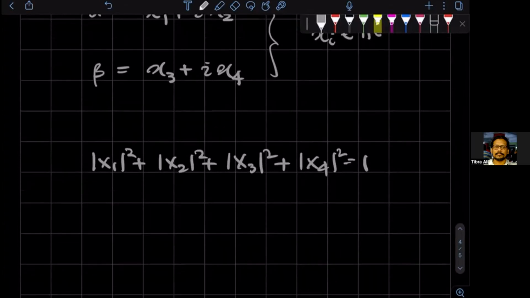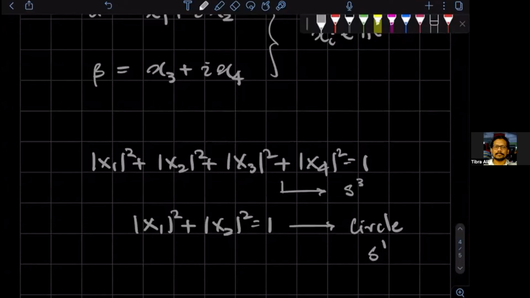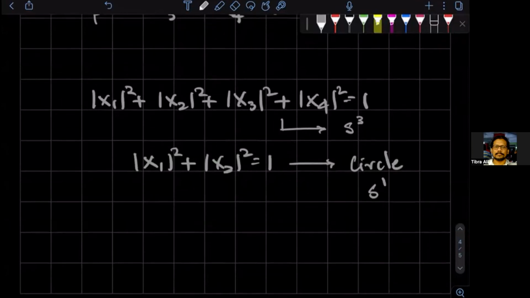And compare this to the equation x1 squared plus x2 squared equals 1. So the second equation, what shape does this describe? S1. S1, okay, a circle, a one-dimensional circle, right? Also known as S1. So analogously, this equation then describes a three-dimensional sphere, right? S3. Okay, incidentally, does anyone know what an S0 is?